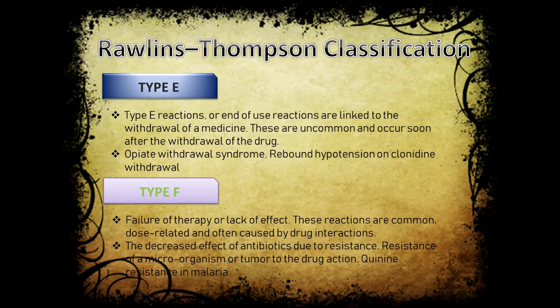Examples include the decreased effect of antibiotics due to resistance of a microorganism or tumor to the drug action, and quinine resistance in malaria. So the different resistances which we have seen, among antibiotic-resistant microorganisms or different cancer drug resistance, are included in type F.